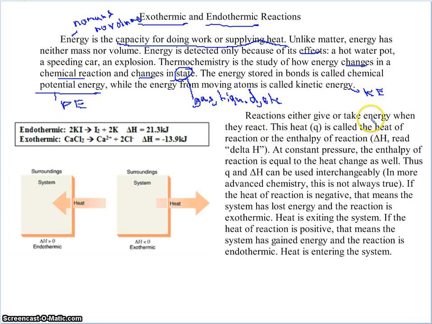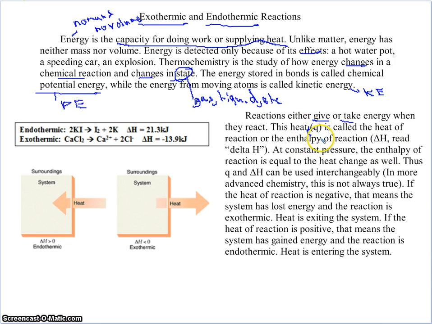Reactions either give or take energy when they react. Okay, so two options, give or take. This heat, Q, so I guess Q is the variable for heat. Seems kind of a silly variable. Why not H? Is called the heat of reaction or the enthalpy of reaction, delta H. Read delta H. Oh yeah, delta, that little triangle is a Greek letter, delta. So enthalpy is delta H.